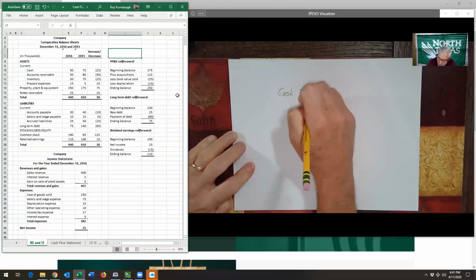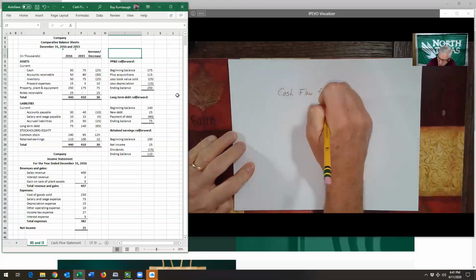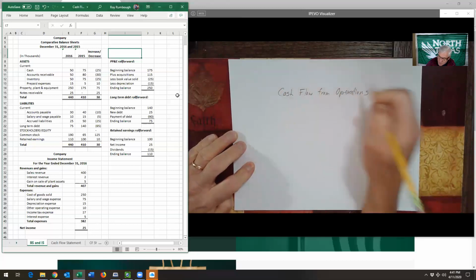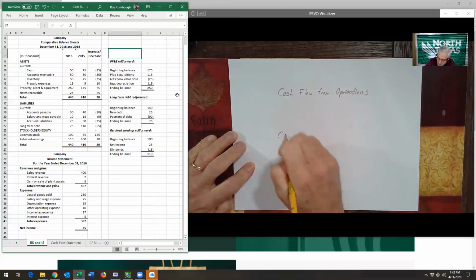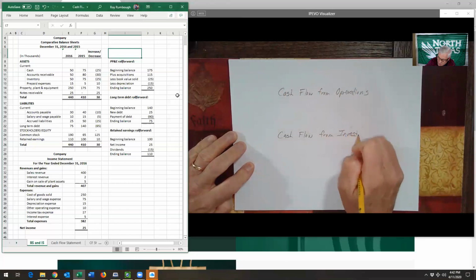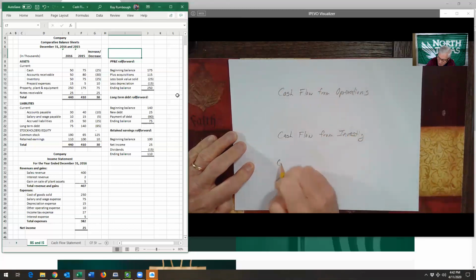Cash flow from operations, cash flow from investing. And now when I say, I'll talk about that in a minute. Okay, cash flow from financing.